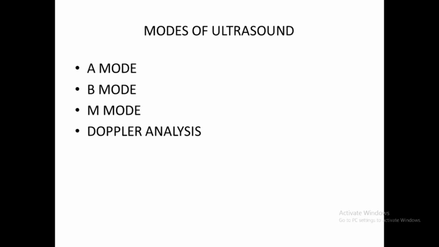Just according to me, how you can set it is: oxygenated blood that comes inside the heart is arteries, and deoxygenated blood that goes outside is veins. So according to that you can fix the colors, whichever color you need. So these are the few things that you need to know in Doppler analysis.